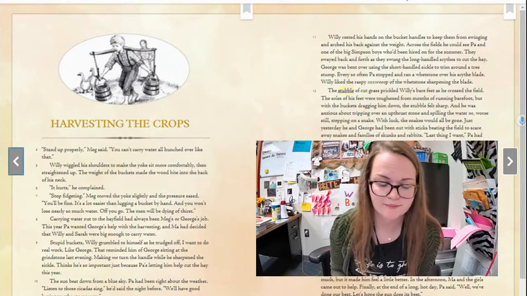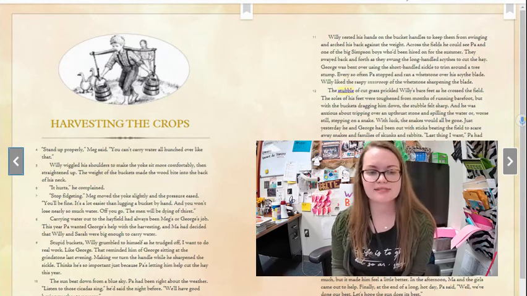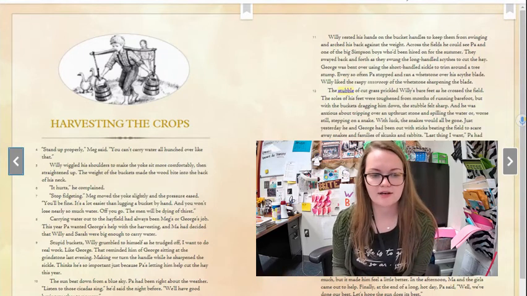the hay this year. The sun beat down from a blue sky. Pa had been right about the weather. Listen to those cicadas sing, he said the night before. We'll have good haying weather tomorrow.